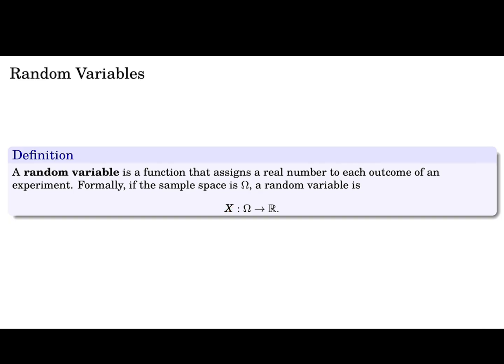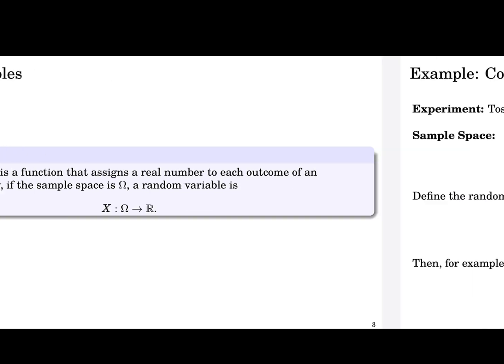So a good way to think about a random variable is that it's a measurement of the outcome. It takes a possibly complicated outcome and records the numerical information that we care about. And I think the easiest way to see this is with a simple example.